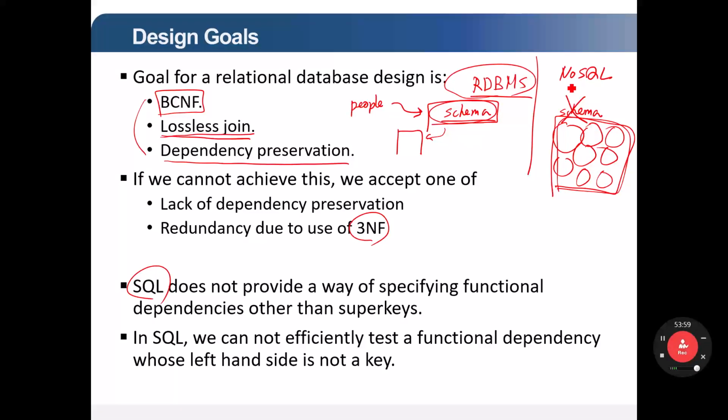So there is no schema in NoSQL, whereas in an RDBMS, you have a fixed schema, and you can well design your schema using BCNF or 3NF. But in a NoSQL system, there is no such thing. Schema is not fixed.